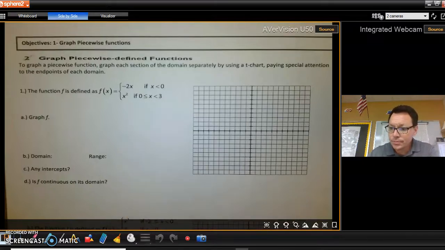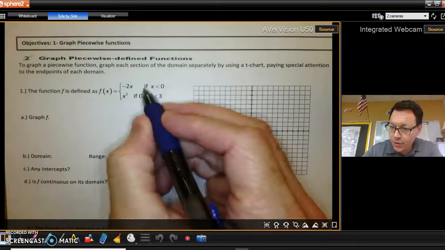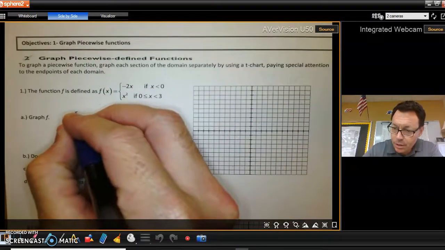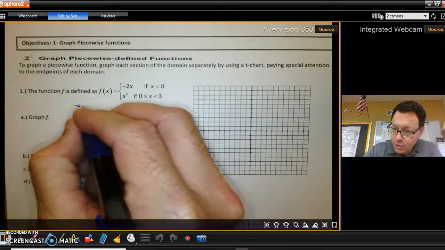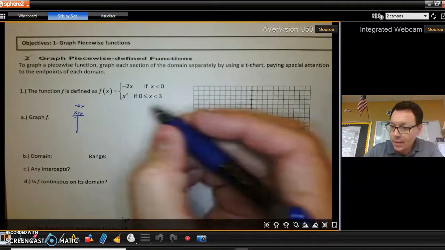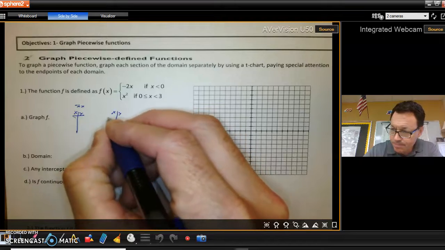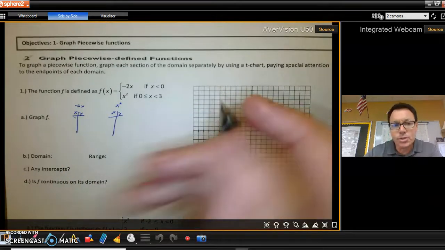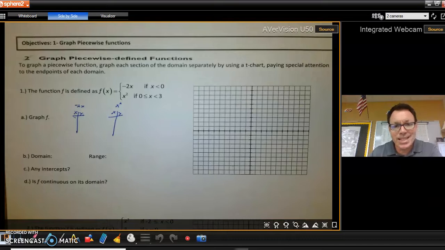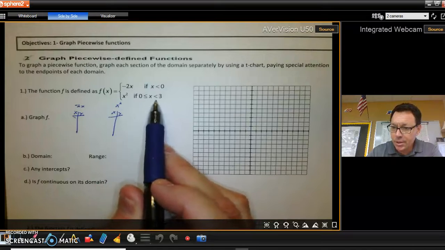Okay? So the first thing I like to do is make a t-chart for each one of these. So x, y, and this is going to be my negative 2x piece. And then x squared, I'm going to have a t-chart for that. All right, so this is x squared. Now, the trick is, what numbers do I put in the function? Let me start with the x squared one to explain this a little bit.